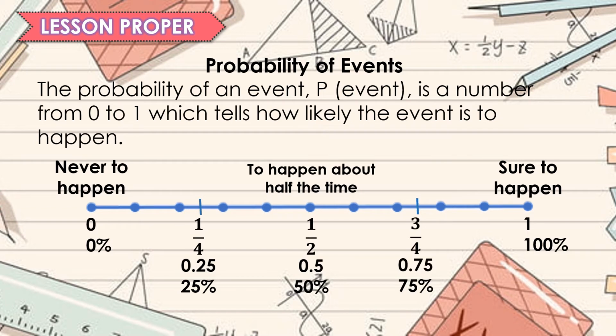Between 0 and 1/2 is 1/4 or 25%, so this given event has a low chance to happen. Between 1/2 and 1 is 3/4, or this given event has a 75% or a high chance to happen.